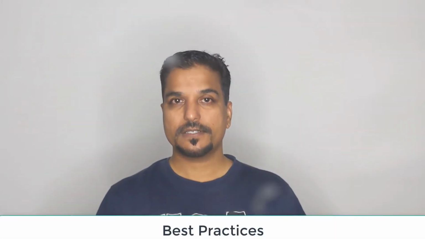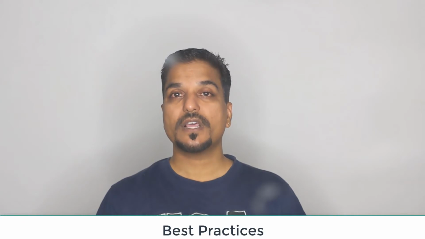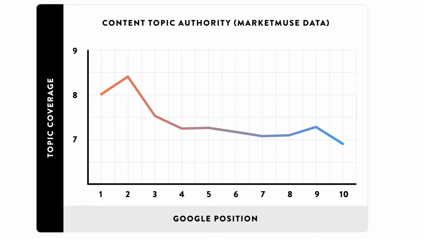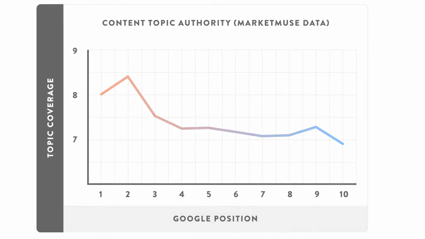Best practices. Publish topically relevant content. I recently ran the largest Google ranking factor correlation study ever conducted, over 1 million search results analyzed. And one of our most surprising findings was how powerful topically relevant content turned out to be.